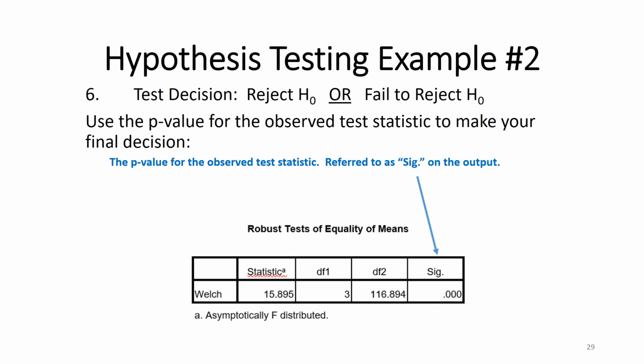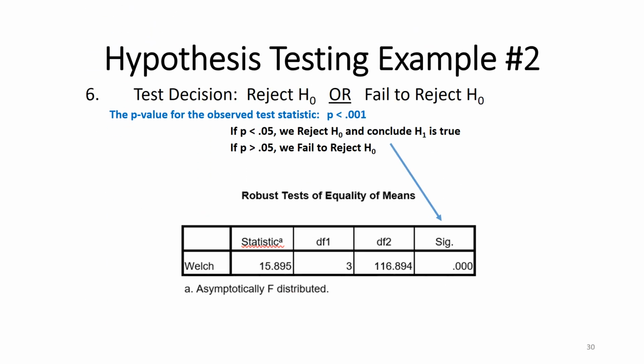Finally, in order to make my test decision of rejecting or failing to reject the null hypothesis, I'm going to look at that sig, or that p-value, for the Welch statistic, since that's the one I chose. And once again, you see here that the sig is 0.000. So you'll see on the next slide how we'll write that out as, rather than saying p equals 0.000, we're going to write p is less than 0.001. So let's go ahead and look at our next slide.